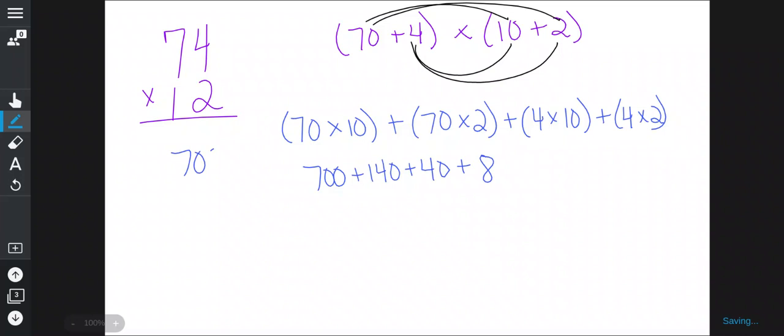Again, you're probably thinking, I could do this in my head so easily, but it's nice to write it out. Add it up, 8, 8, 8. Look at that, 888 should be your answer.